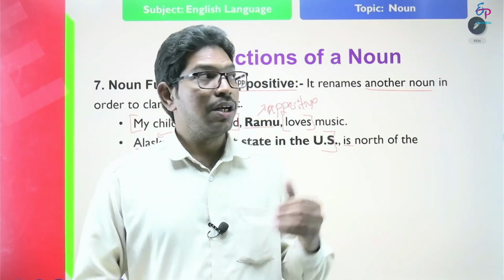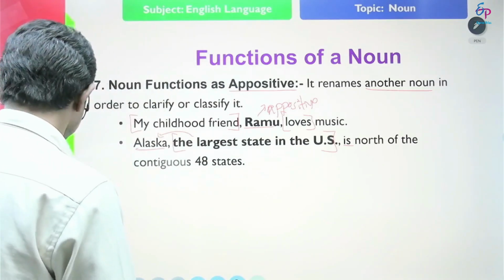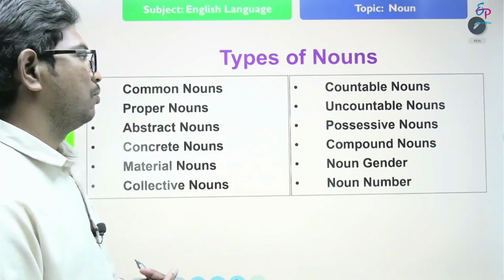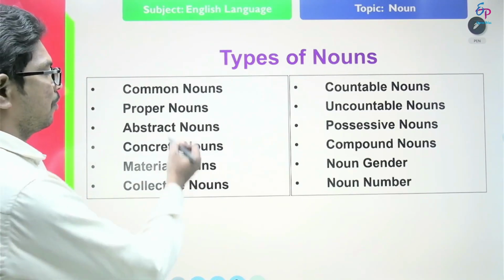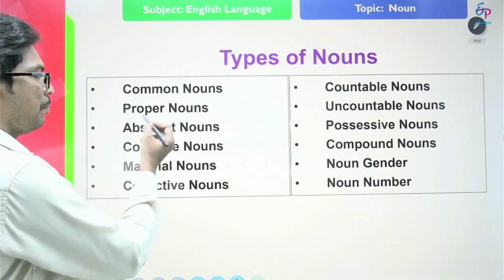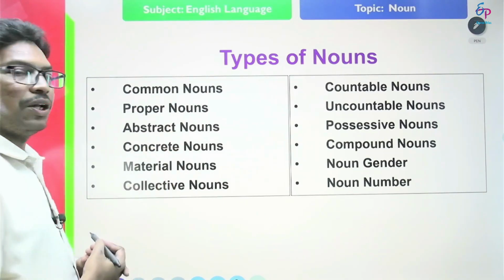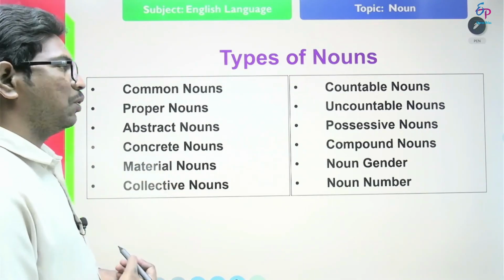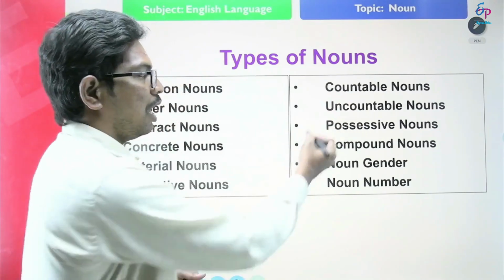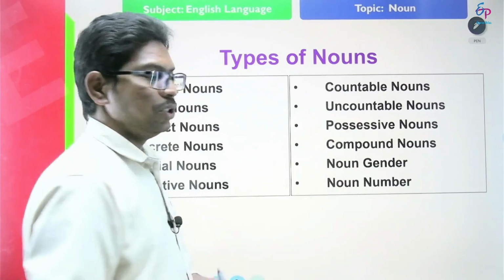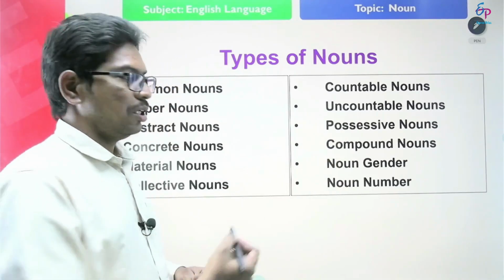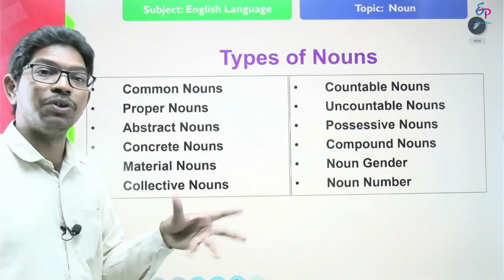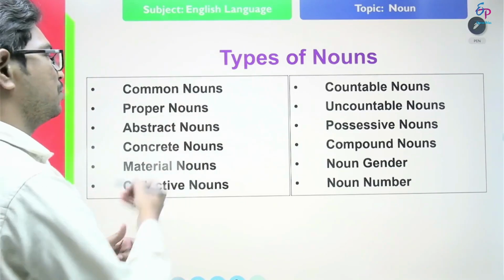Now let us discuss types of nouns. So I am going to teach you now the types of nouns. What are the types of nouns? They are common nouns, proper nouns, abstract nouns, concrete nouns, material nouns, collective nouns, countable nouns, uncountable nouns, possessive nouns, compound nouns, noun gender, noun number. You are going to learn these things along with the rules. First, we'll discuss what common nouns are.